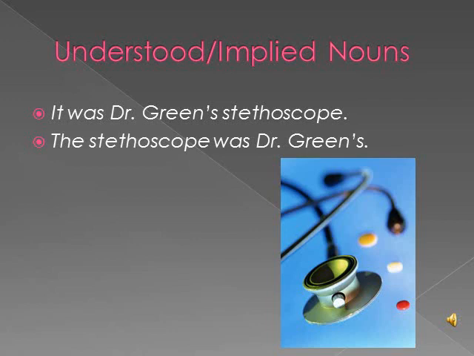Sometimes we have understood or implied nouns that need the apostrophe S because we know it's possessive just because it's understood or implied, such as "It was Dr. Green's stethoscope." The stethoscope belongs to Dr. Green, so it's apostrophe S. "The stethoscope was Dr. Green's." Notice it still is an apostrophe S at the end, even though stethoscope comes before the name.